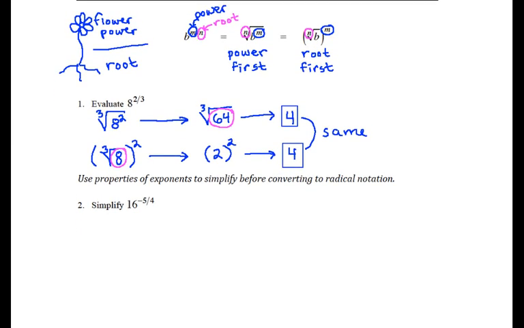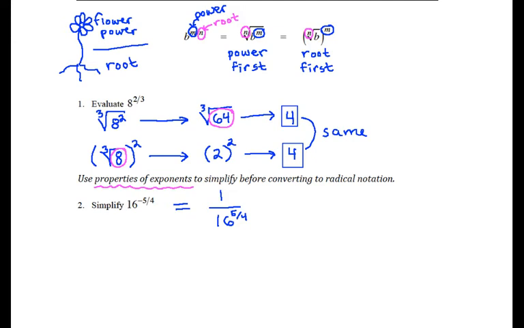What we have here is 16 to the power negative 5/4. The first thing I want to do is use properties of exponents to rewrite it. I don't go straight to radical notation. So a negative exponent is hard to work with as a radical, so I'm going to use the negative exponent rule to rewrite this as 1 over 16 to the positive 5/4, and then rewrite this in radical notation.